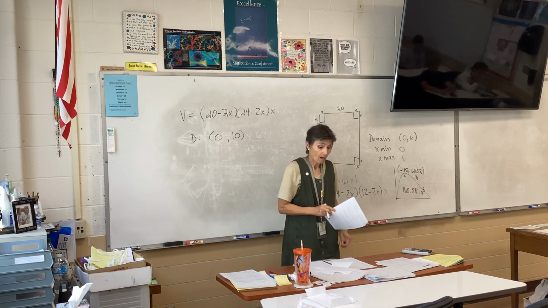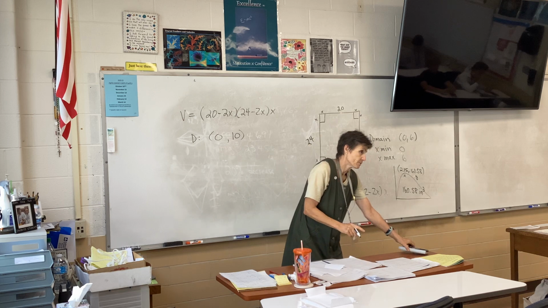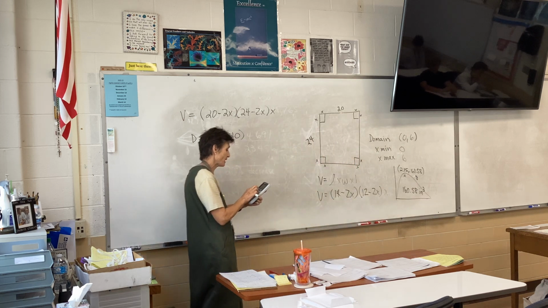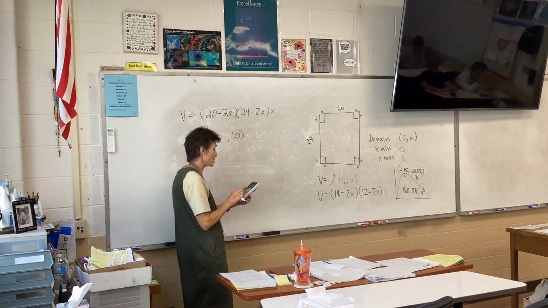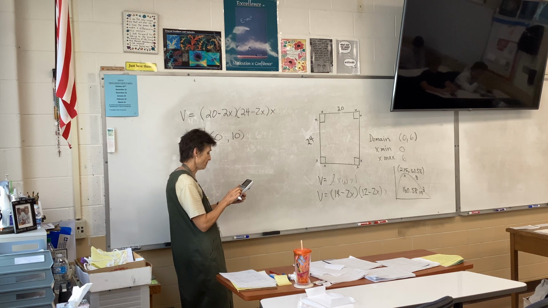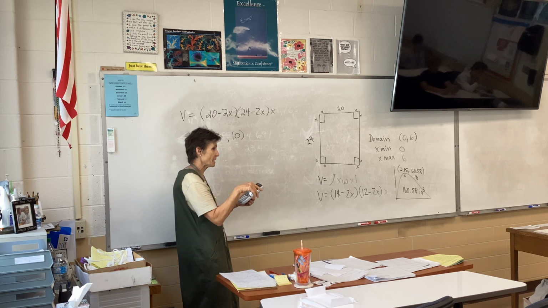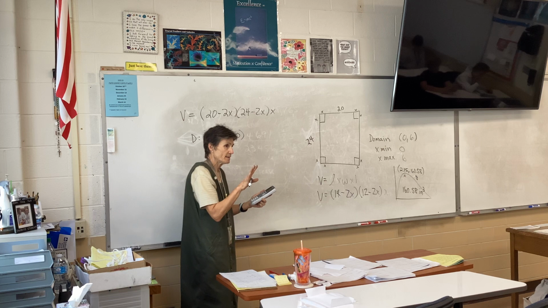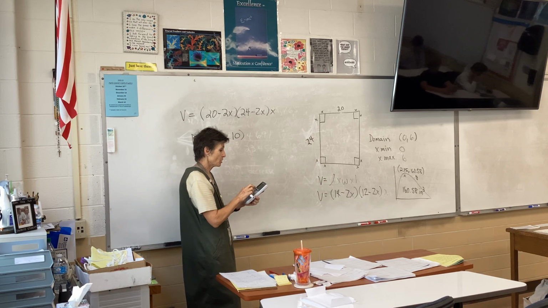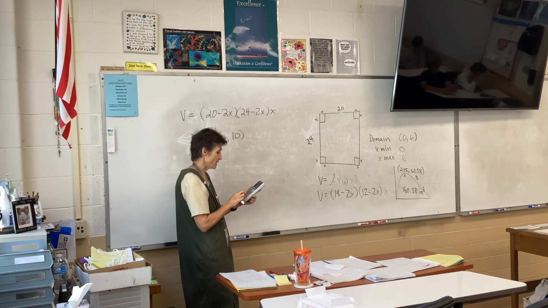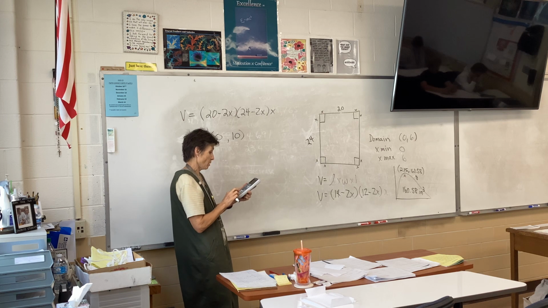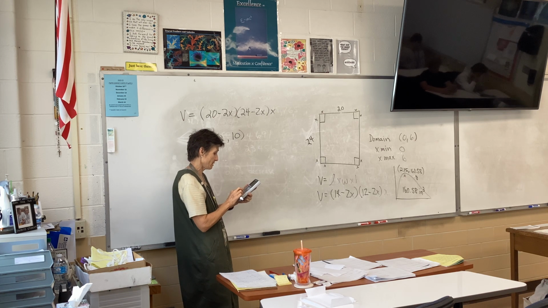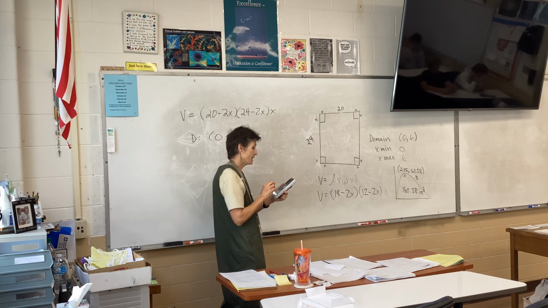Okay? All right, let's put it into our calculators. I want to show you something. So, change your window, 0 to 10, and leave everything else the same. Go to equation, type in your new equation, 20 minus 2x, 24 minus 2x, and x. And hit graph.